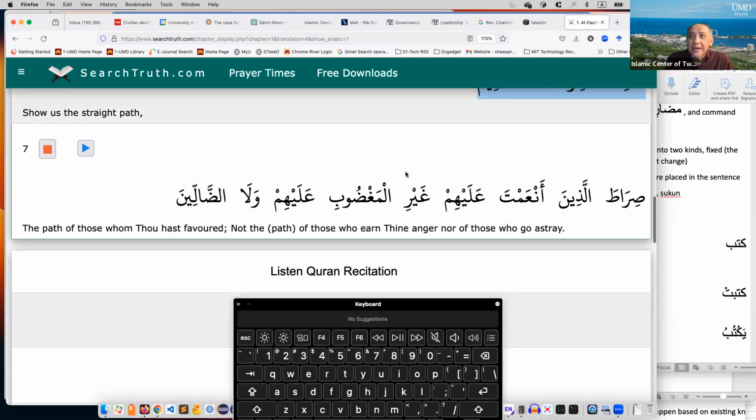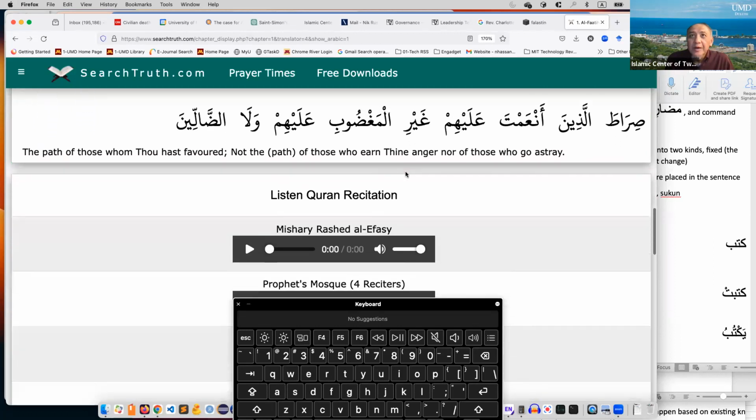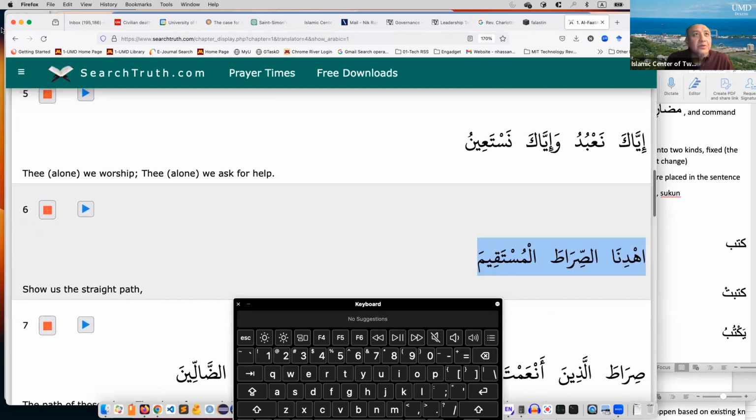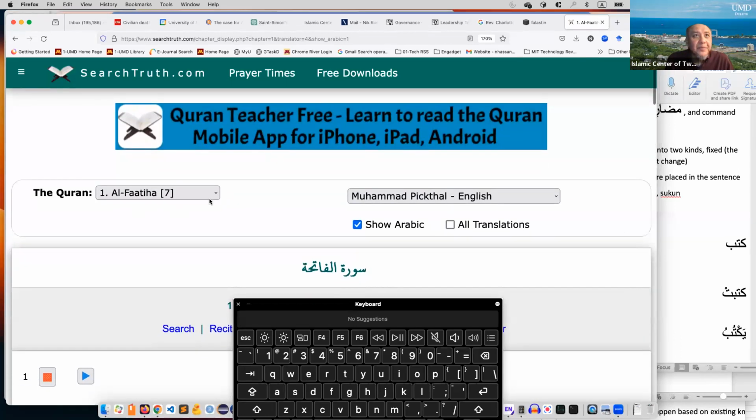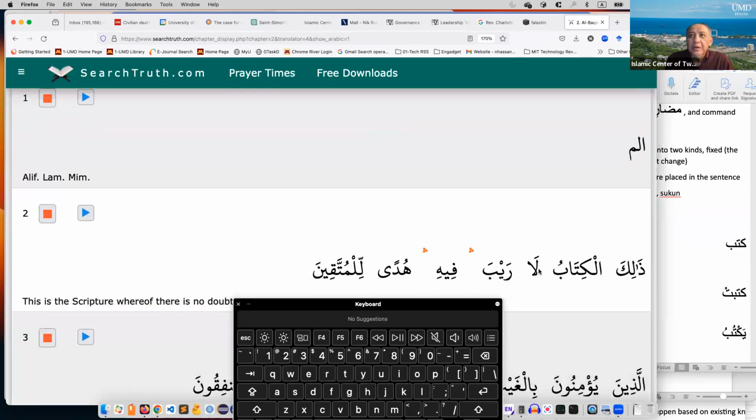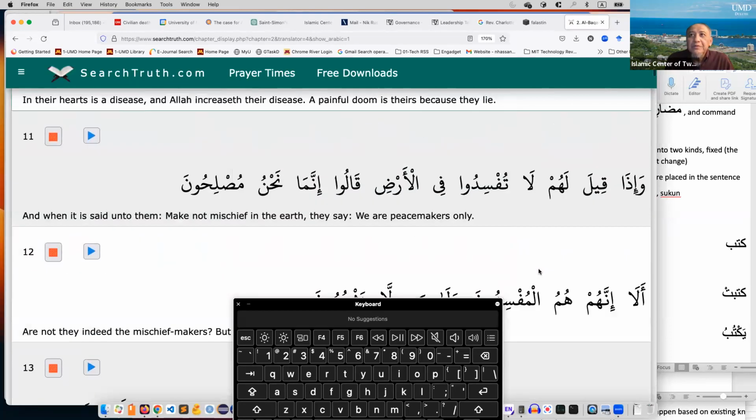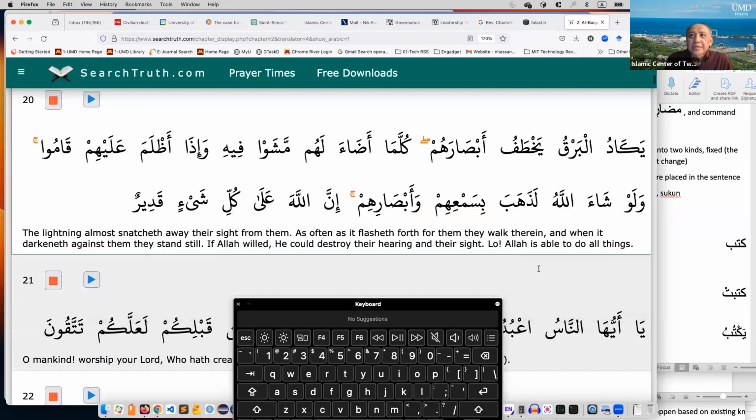Okay, so let's go to Al-Baqarah. Let's change that a little bit and just do a few more quick examples, and then we'll go on from there. I want to find something that has.